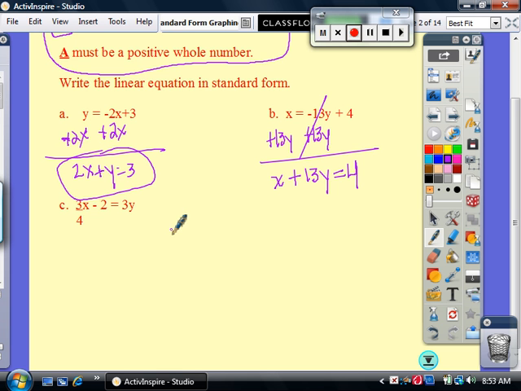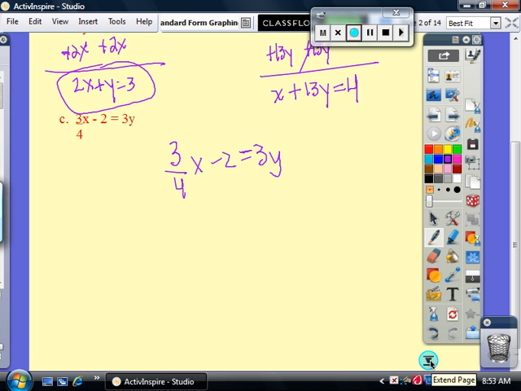All right, then we look at c here. 3/4 x minus 2 equals 3y. Well, a couple things wrong here. I have a fraction involved. Y is not over here with x. The constant's not over there by itself. So we got some work to do. What would the common denominator be? There's only one denominator. I'm going to multiply everything by 4 to get rid of the fraction.